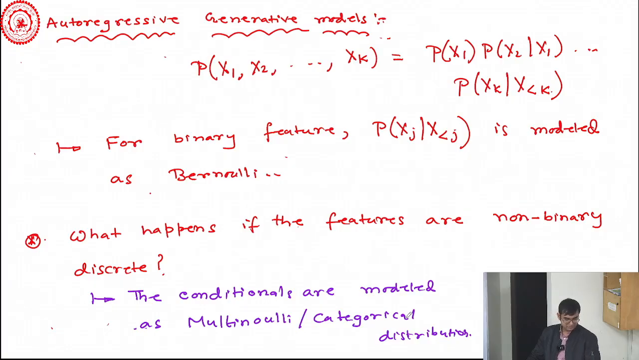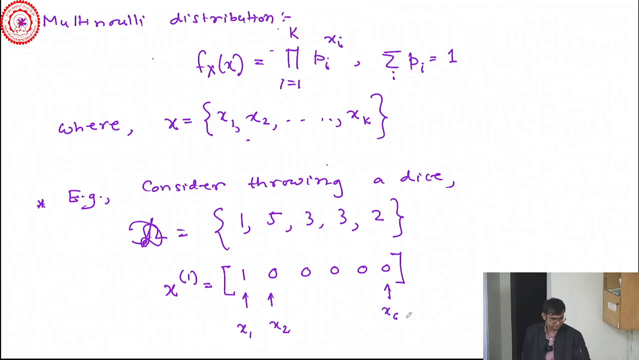Is multinomially clear? Please read about it. There are additional derivations which you can do on your own. That will help you clarify this concept even further. Okay. Anyways, this was a detour. Let us come back. What I said was the conditionals are modeled using multinomial or categorical distribution, right? Which means go back to the autoregressive one, right? In autoregressive, what were you having?